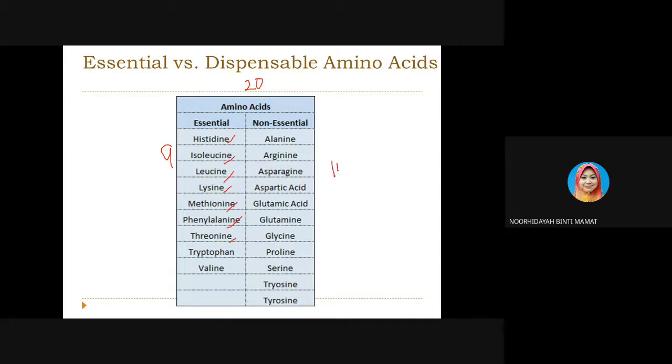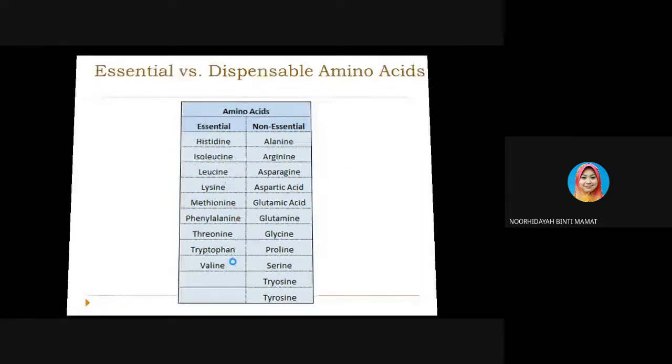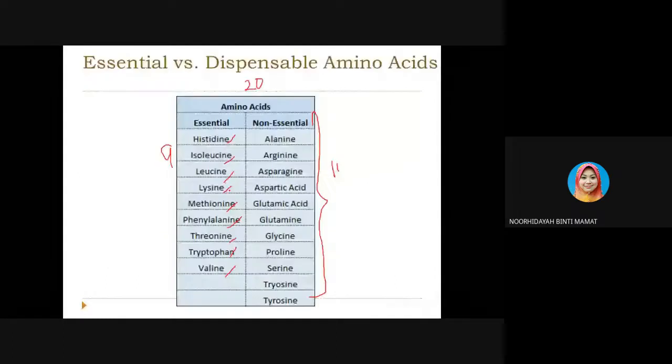And the other 11 amino acids, we call them non-essential, because we can produce these amino acids from other amino acids. But the essential amino acids, we must gain from the diet intake. All right, so this is the differentiation between the essential and non-essential amino acids.